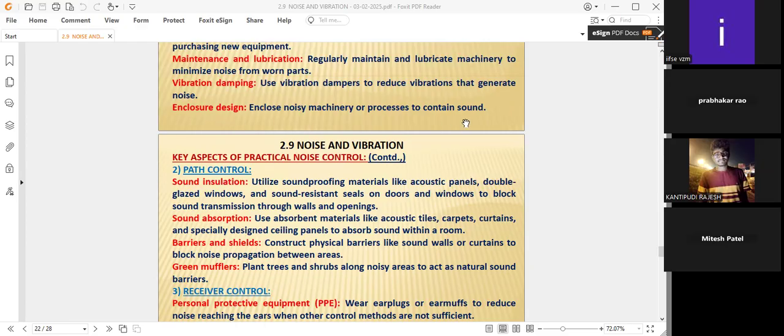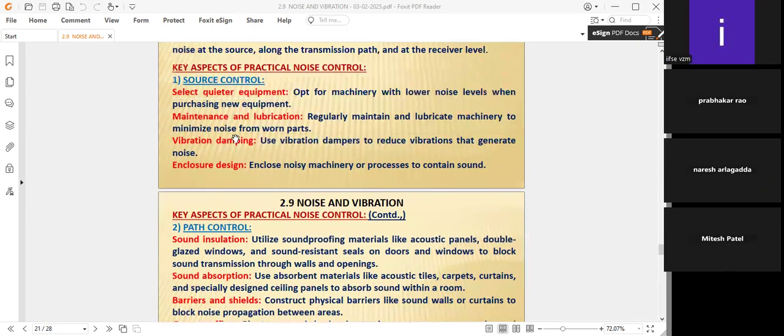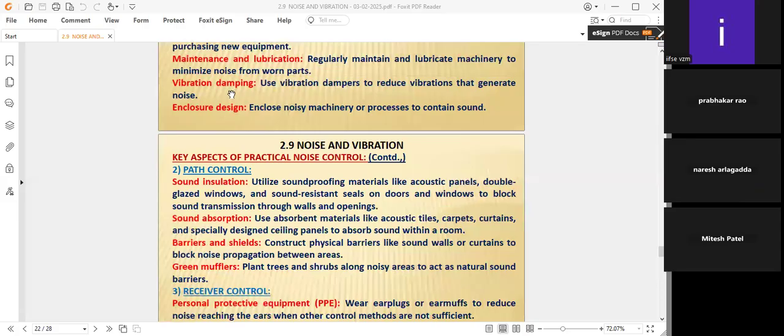On the way from source to receiver, the path also has to be taken care of for sound and vibration. All the path will be taken care of by some materials, like sound insulation, sound absorption, barriers, shields, and like this. Therefore, at the receiver end, the noise levels reaching are less. Where the source control is not properly managed, the path control also will be taken care of. From source to receiver, you have to see that the path is controlled.